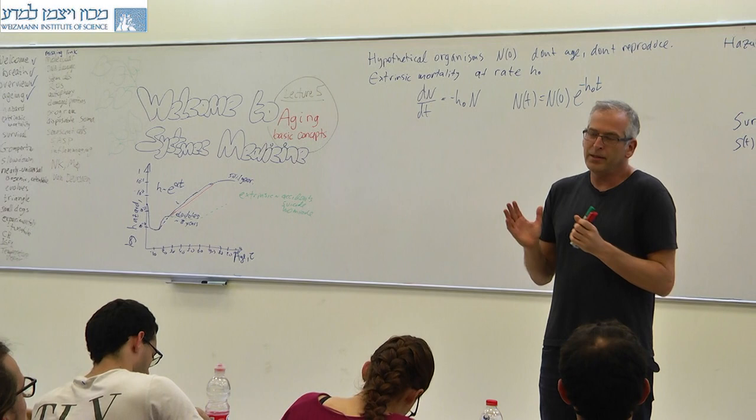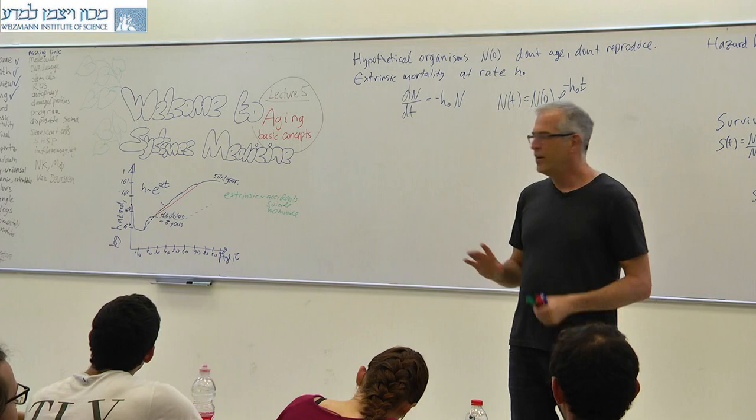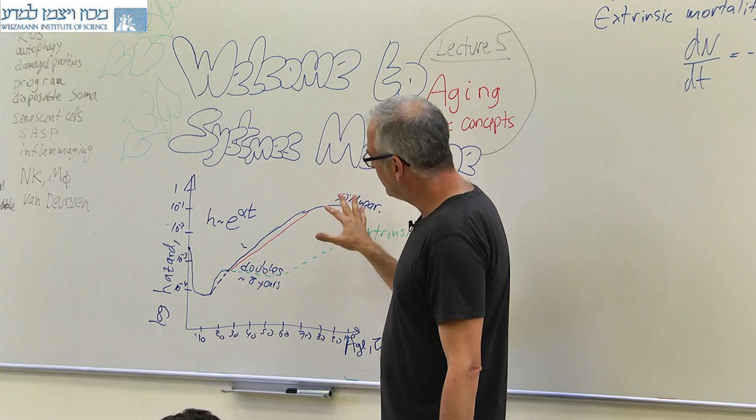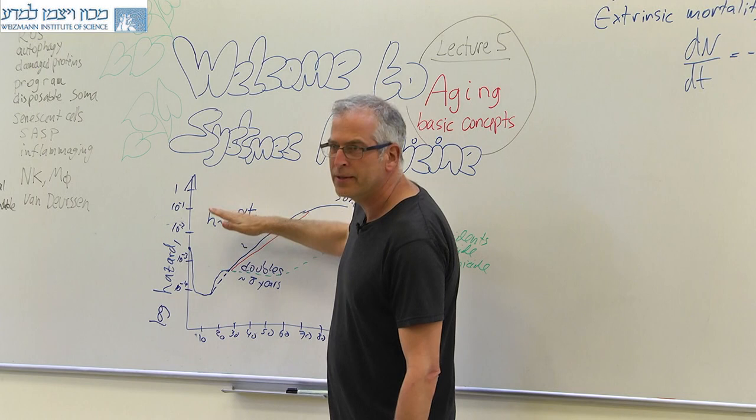I can promise you, because this is very solid. I should say this graph looks like this for basically all countries, but the differences are primarily in the extrinsic mortality.